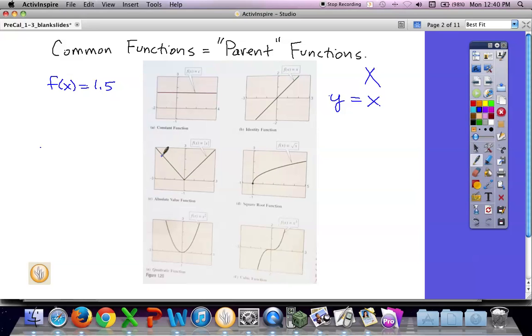Right? The absolute value function, this is one that we used a lot last year. We should remember that the absolute value is the V with the vertex at the origin.